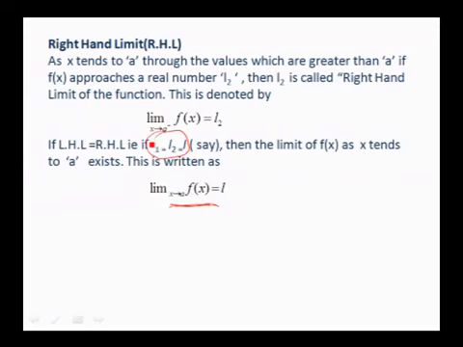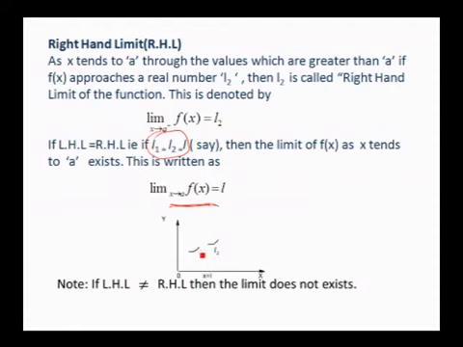On the other hand, if L1 is not equal to L2, suppose here L1 is here and L2 is here, so this is L1 and this is L2. So L1 is not equal to L2, here LHL is not equal to RHL. Let me rewrite this figure like this: this is L2 and this is L1. So at x equals a, L1 and L2 are not equal, therefore the limit does not exist.